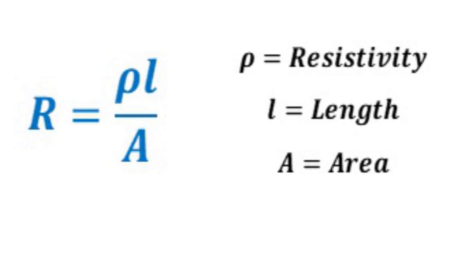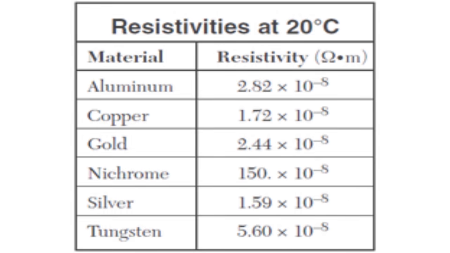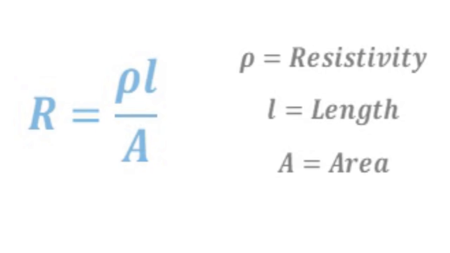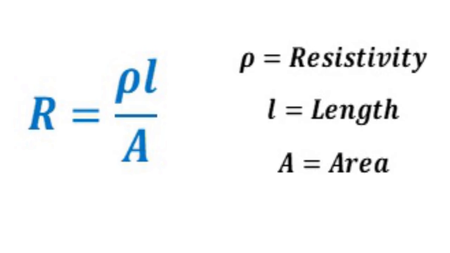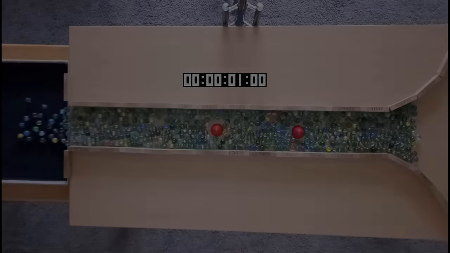It can be determined experimentally that resistance is equal to the resistivity times the length, all divided by the area, where resistivity is a material-specific value. So according to this equation, increasing either the resistivity or length will increase resistance, whereas increasing the cross-sectional area will decrease resistance. Let's test this.